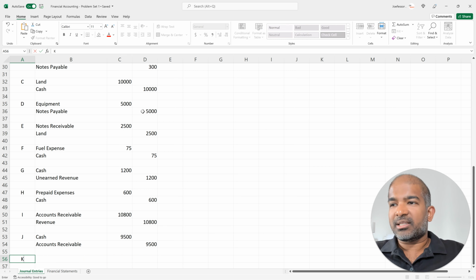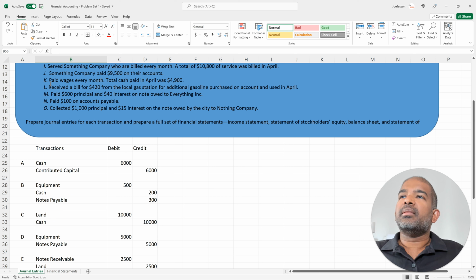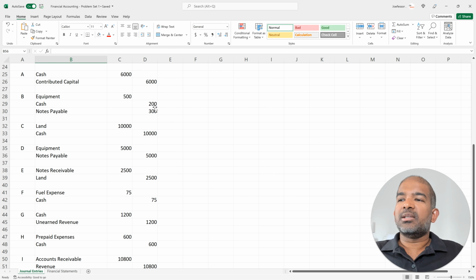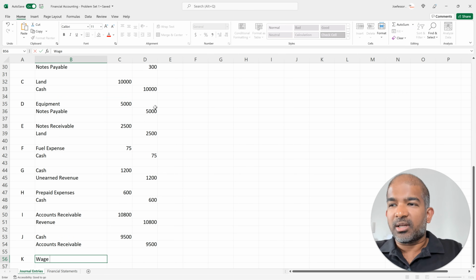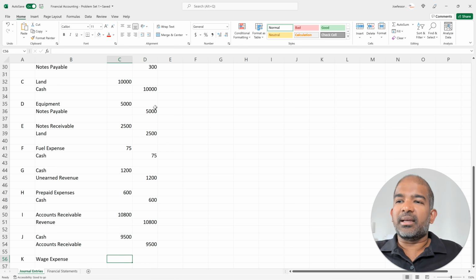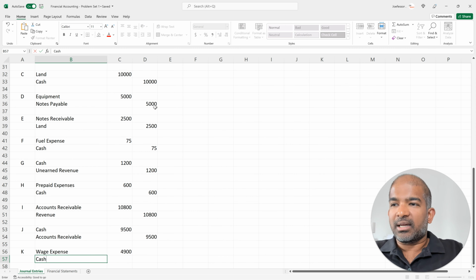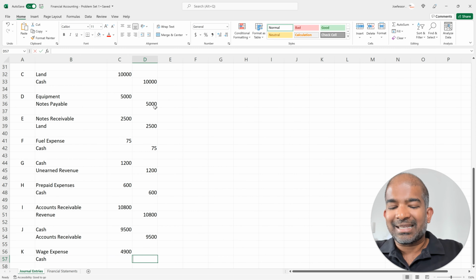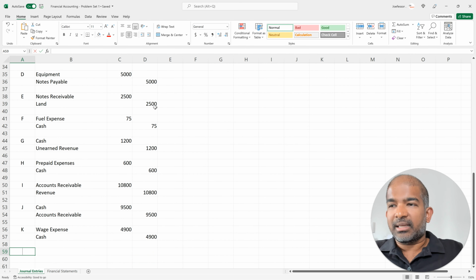The next transaction K, the firm paid wages every month. Total cash paid in April was $4,900. So the firm has paid wages of $4,900 for the month of April. Wages are an expense and hence they are debited. And cash goes down, so that's going to be credited by $4,900.